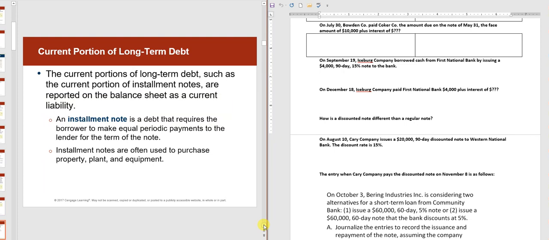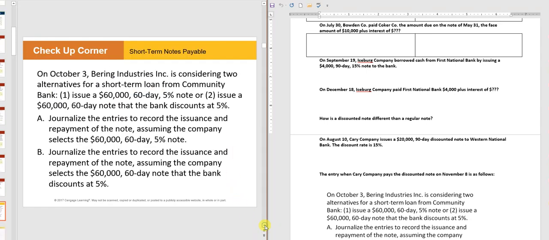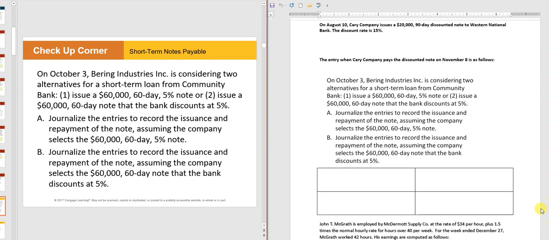Okay. Current portion of a long-term debt, basically what the current portion is, or anything that's due within a year, is current. So if you have a $10,000 note due $1,000 a year for the next 10 years, you would have $1,000 of it current and $9,000 non-current. We can also have installment notes where I pay both principal and interest. I actually did that one also.